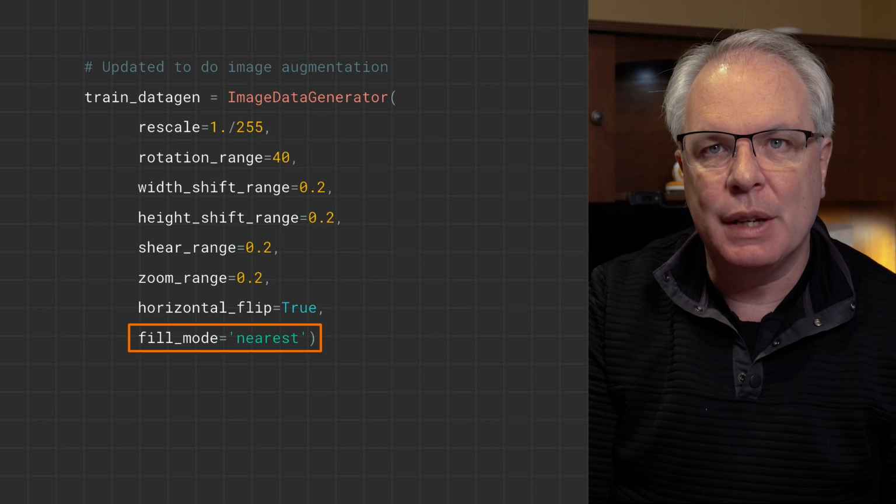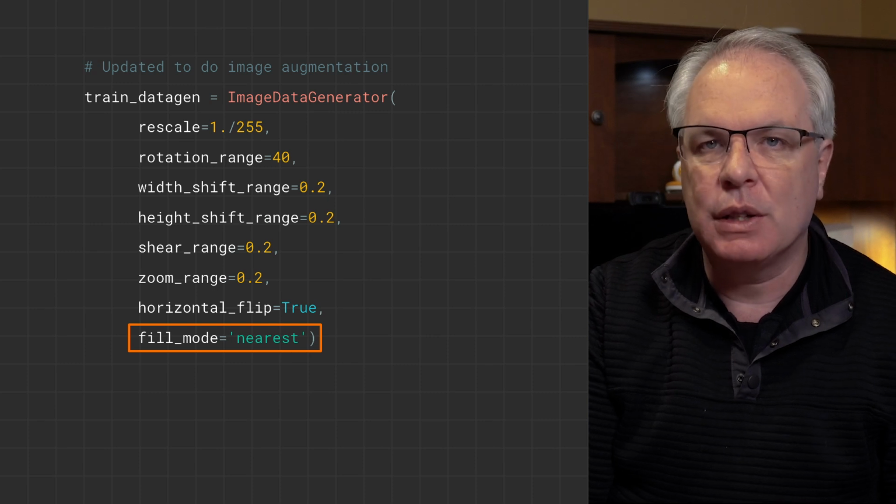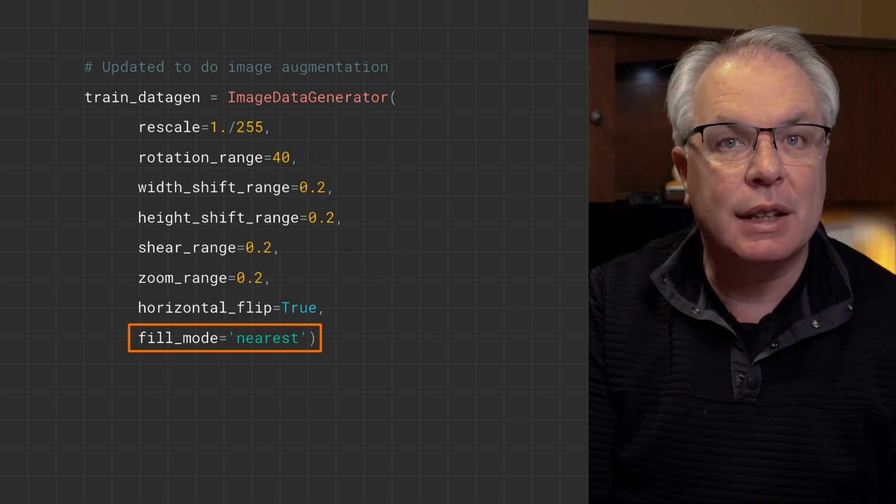Fill mode equals nearest is used to fill in parts of the image that could be lost in some operations like skewing. So that's a tour of some of the operations that are available with image augmentation, a really cool tool to help you avoid overfitting in image-based datasets. But let's put it into action.